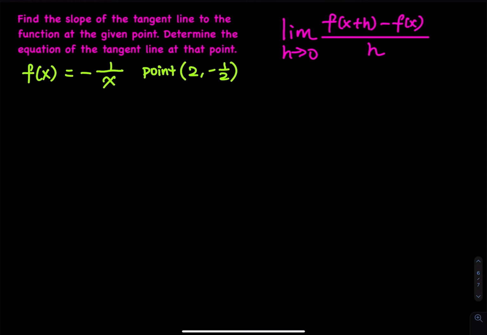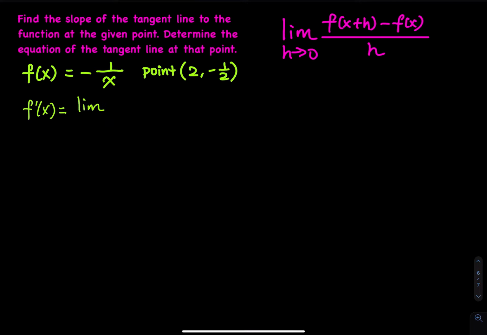We have a function f of x equals negative 1 over x, and the point (2, negative 1/2) is a point on the curve, because if you let x equal 2, y is equal to negative 1/2. What we are trying to do next is use the limit definition of the derivative to find f prime of x, then plug in the x value to find the slope of the tangent line at that point, and then use the point and the slope to construct the equation of the tangent line.